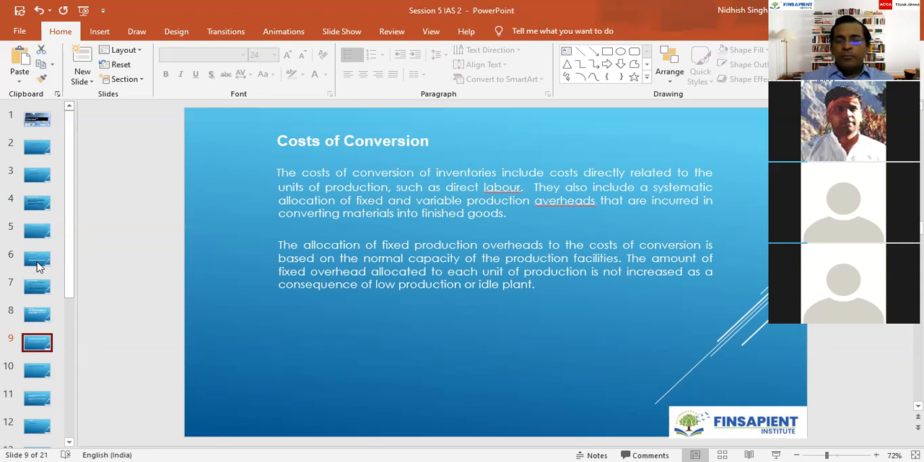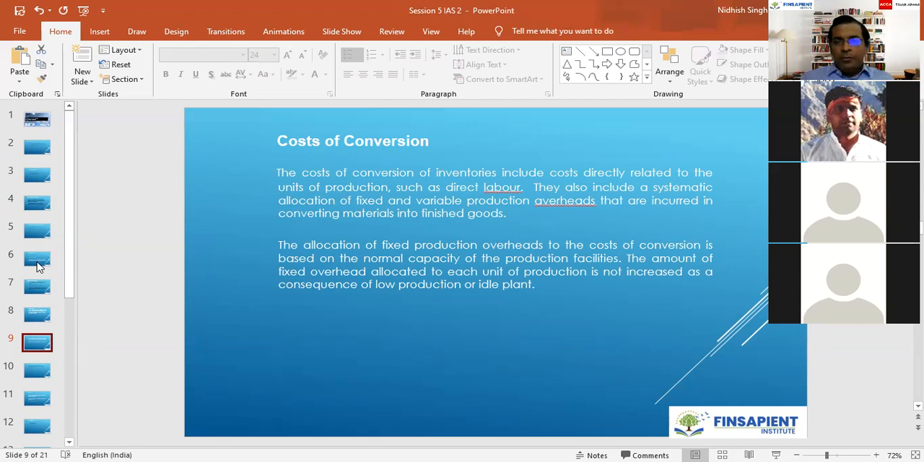Ready to use. Any inventories... it's like direct labor cost. Whenever we have a raw material and we are preparing that material for ready to use, whatever cost we incur, that is the cost of conversion. Yeah, you got it.